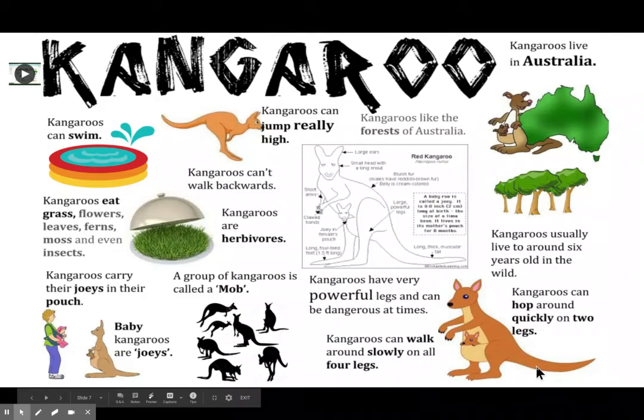Your first thing that you might want to take notes on is where do they live? What continent do they live in? Where do they live on that continent? So do they live in the mountains, the forests, and everything? Now I will tell you, here's some information here. And you want to put it in your own words. Remember that. You don't want to just copy this sentence word for word. You want to put it into your own words.